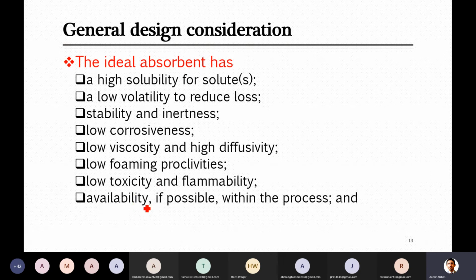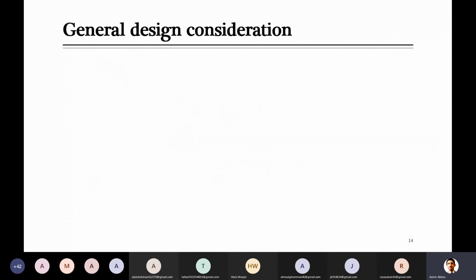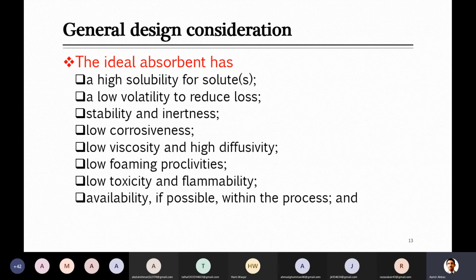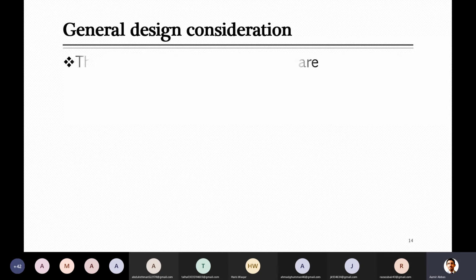It should be available easily. Within the process, it is better if the liquid which you are using as absorbent is available inside the plant. Otherwise definitely it has to be imported from somewhere. So at the end, cost: it should have low cost. So these are some general design considerations for the ideal absorbent. When you are looking for an absorbent, it is not necessary that it fulfills all, but suppose you have a choice between two, you can select the one that fulfills the maximum conditions.